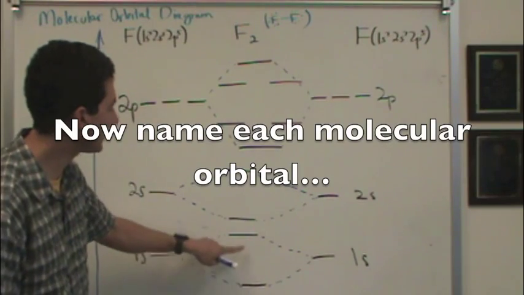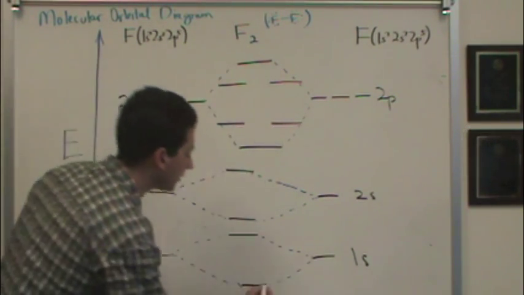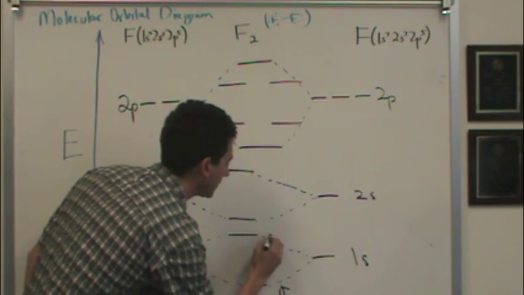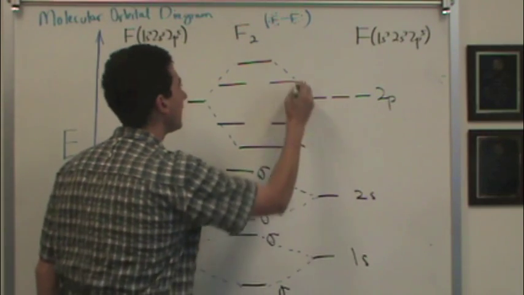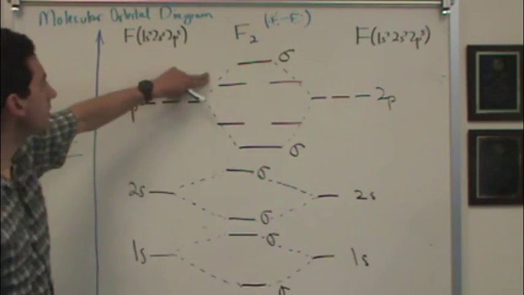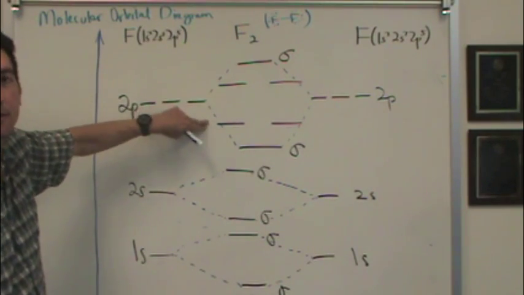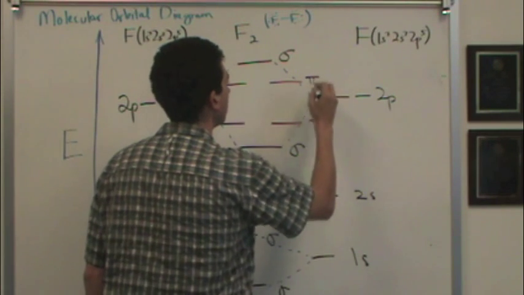When you see a single line all by itself, here and here, those are what are called sigma bonds. So notice I'm putting a sigma next to all these single lines. When you see 2 lines like this, those are pi bonds. Okay?